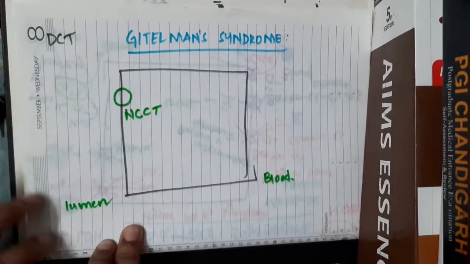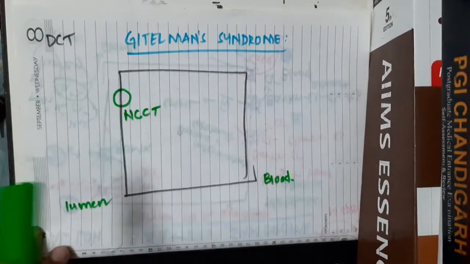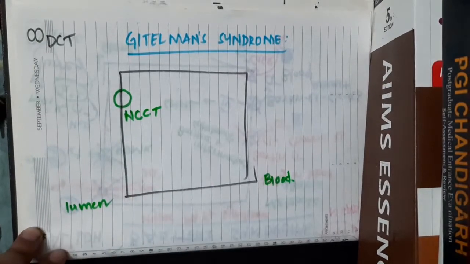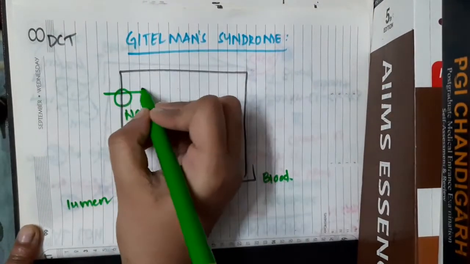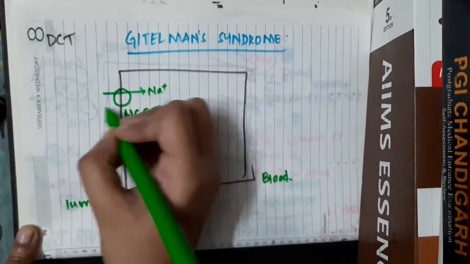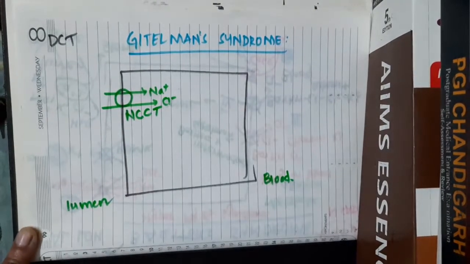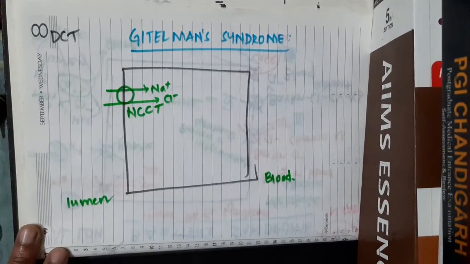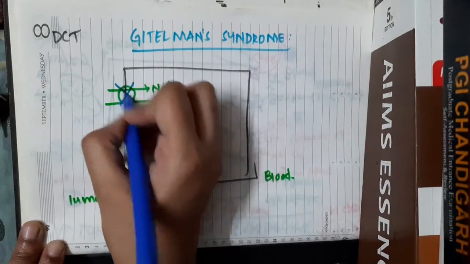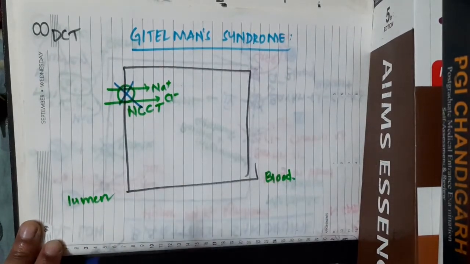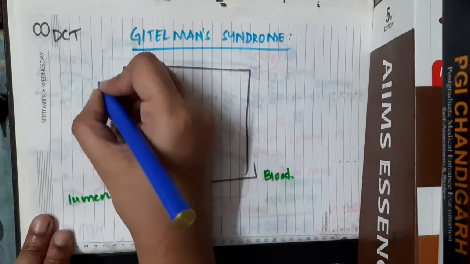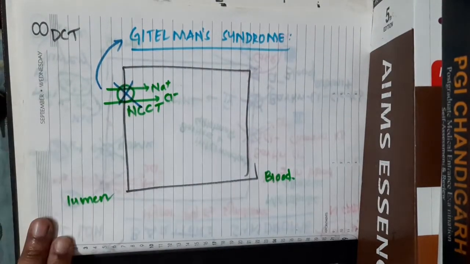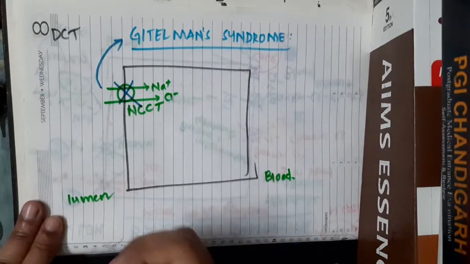In Gitelman syndrome, there is a mutation in the thiazide-sensitive sodium chloride cotransporter. Normally, the sodium chloride cotransporter helps in reabsorption of sodium and chloride. But if there is a defect in this cotransporter, it results in Gitelman syndrome. So here there is no reabsorption of sodium and chloride.